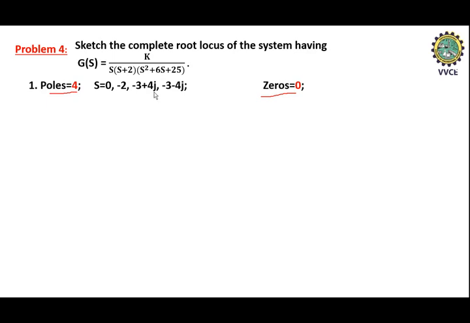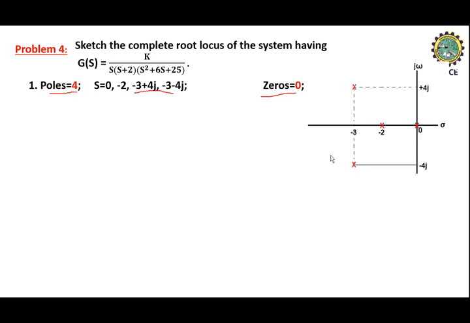In the previous problems you have not seen the roots of the denominator function as complex numbers, but in this problem you have complex roots, that is, complex poles. Next, let us locate the poles and zeros on the s plane. The first one is 0, and at minus 2 another pole. Another one is a complex pole, that is minus 3 plus 4j, this is the location, and minus 3 minus 4j. So like this you need to locate the poles. There are no zeros, so no need to mark zeros here.